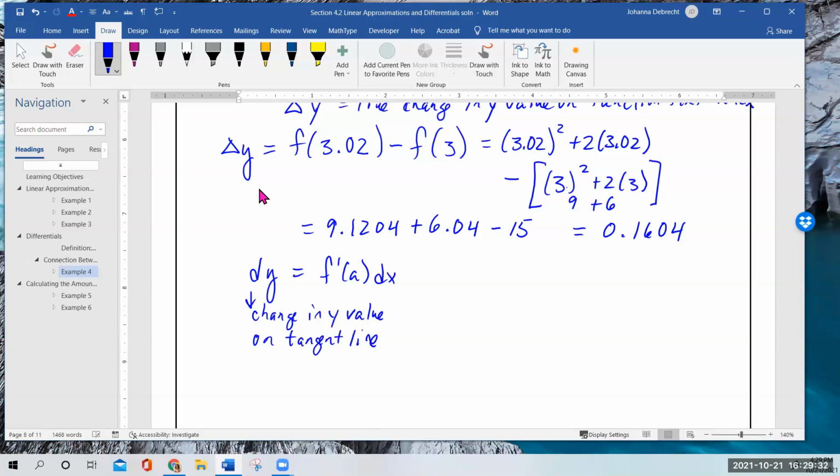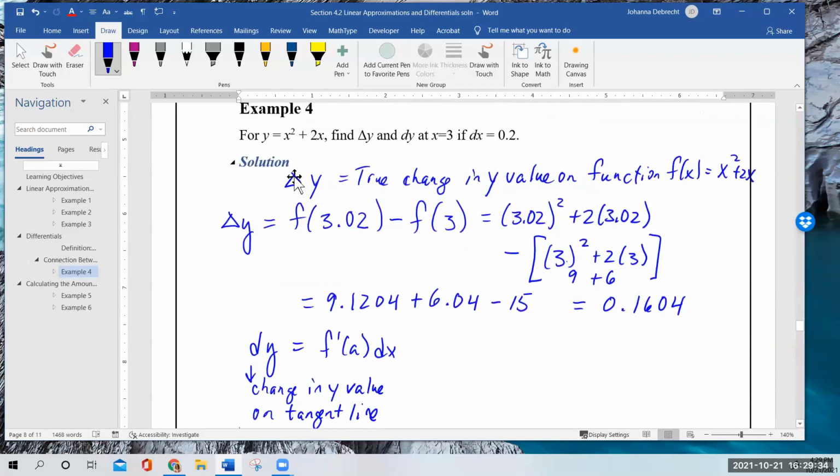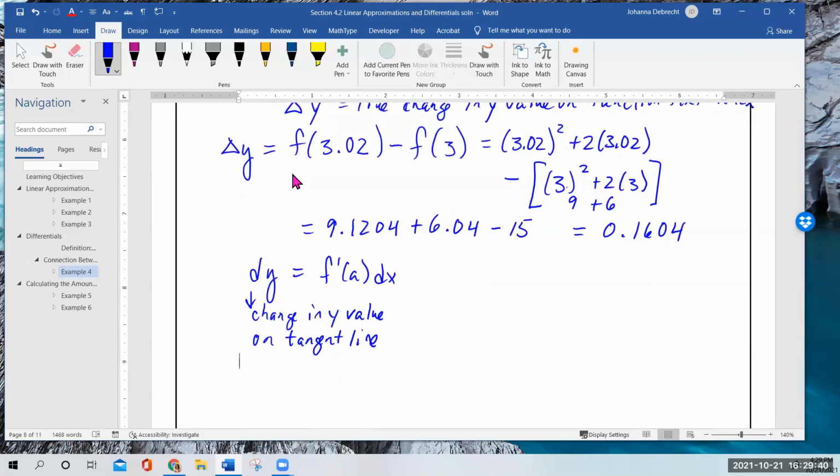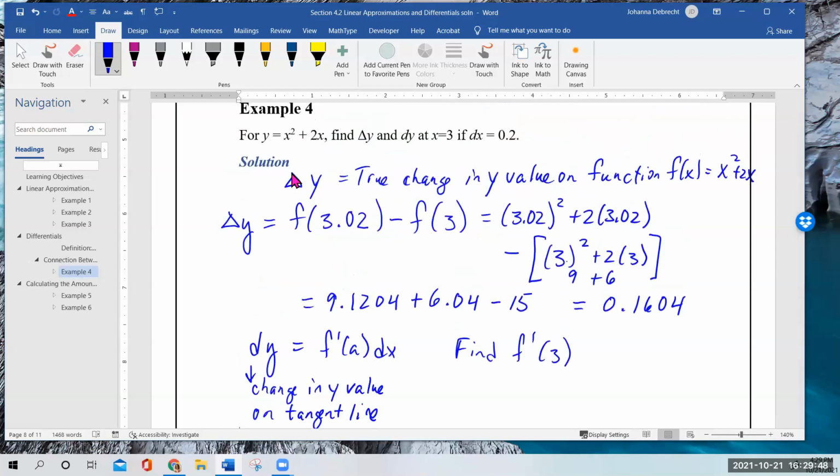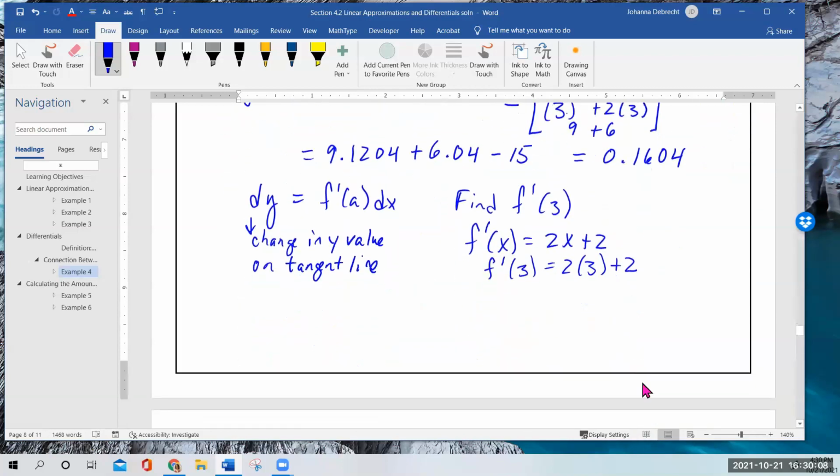My a value here is going to be 3 because my dx was 0.2 and it scooched over to 3.02. I need to find f prime at 3. I come back to my function, which was x squared plus 2x, and I compute the derivative of f. That gives me 2x plus 2. Then I compute f prime of 3, which is 2 times 3 plus 2, which gives me 6 plus 2, which gives me 8.